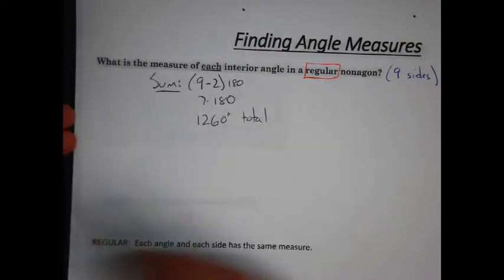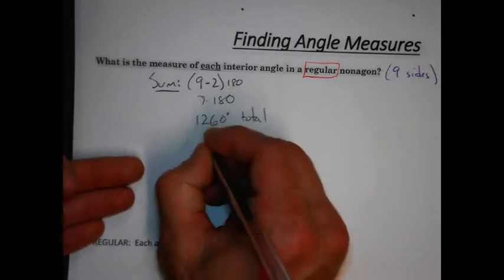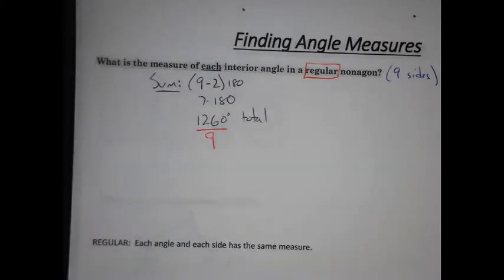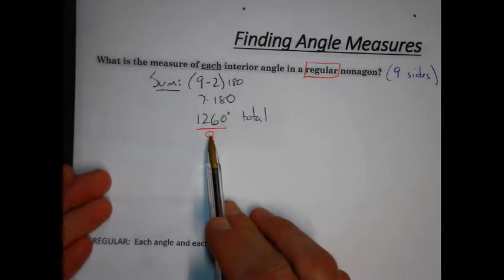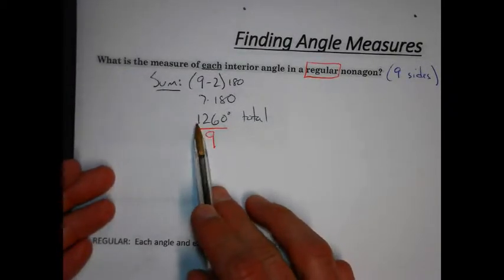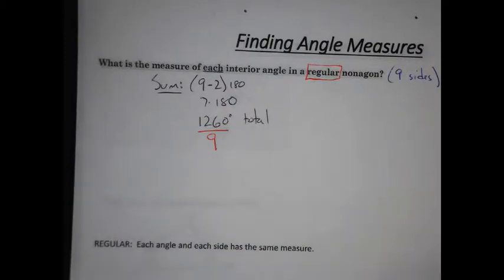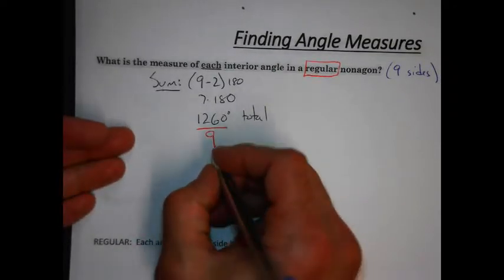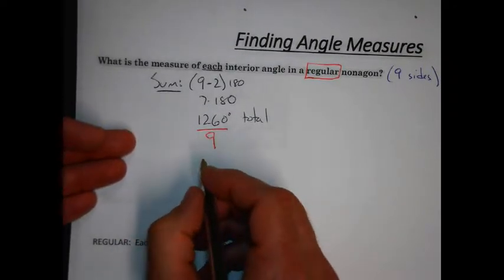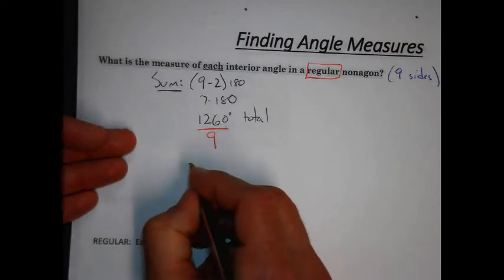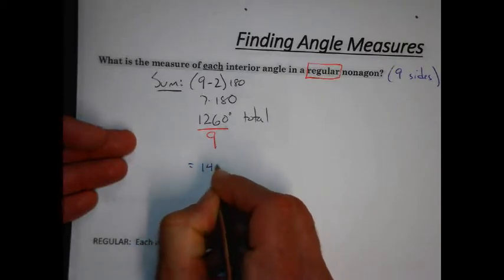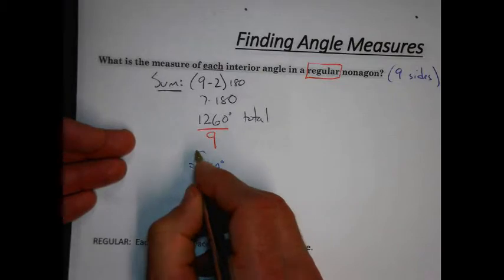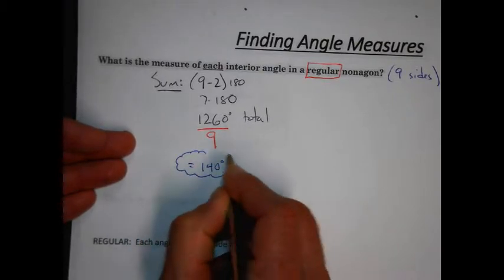Now you want to learn a neat number trick? I can show you. Are we going to have a decimal for the answer? No. How do I know? Because we're dividing by 9, and these digits, 1, 2, 6, and 0, when I add them, I get 9. So it's divisible by 9. Neat trick. So anyway, I divide 1260 by 9. That's 140. I just did that in my head. So each interior angle of a regular nonagon is 140 degrees.